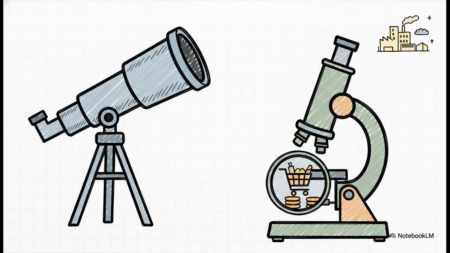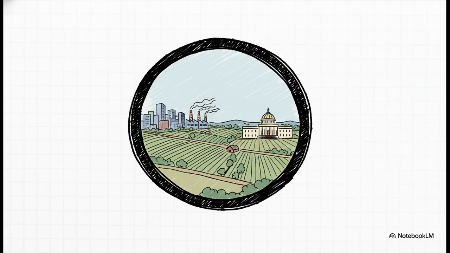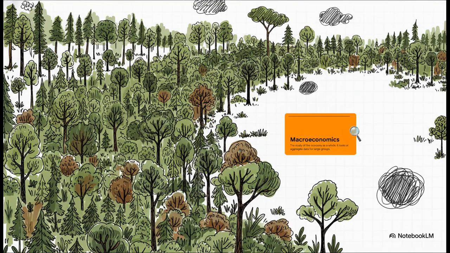Okay, so to understand all this, economists use two different lenses. Think of it like this. First, let's look at the big picture view, kind of like using a telescope to see everything. This is what's called macroeconomics. It studies the whole economy, like inflation or unemployment.